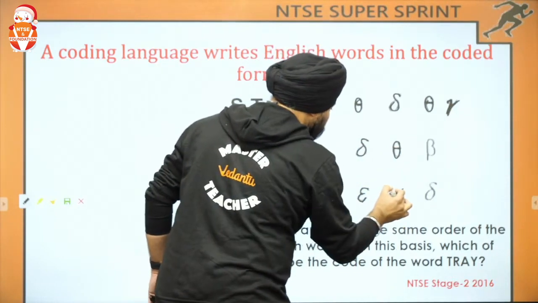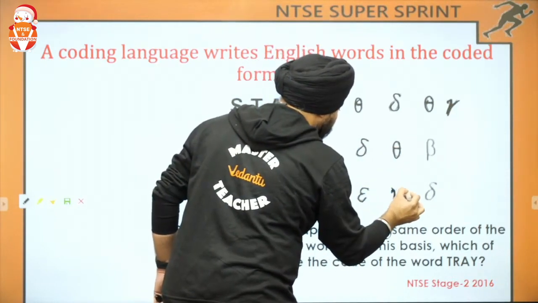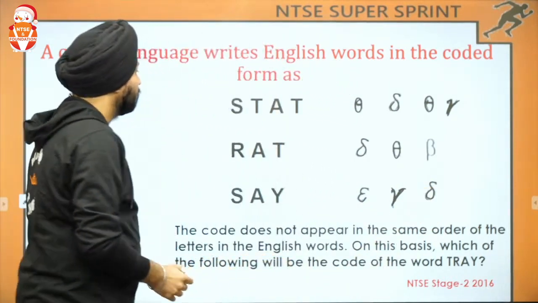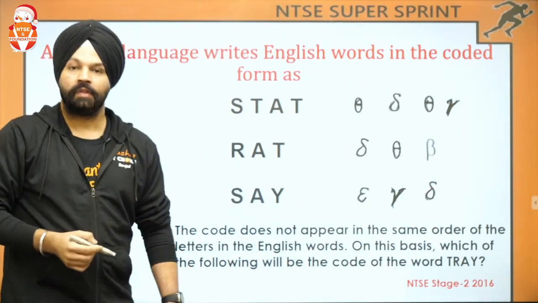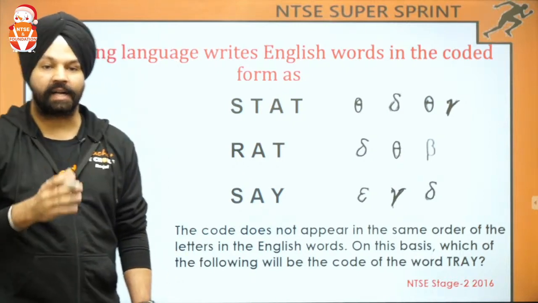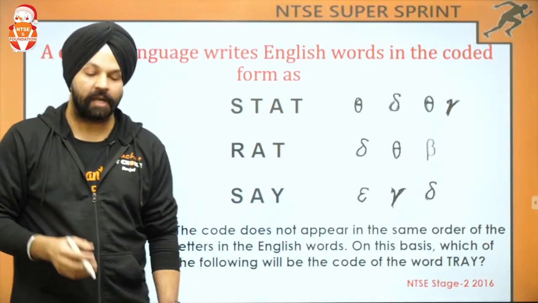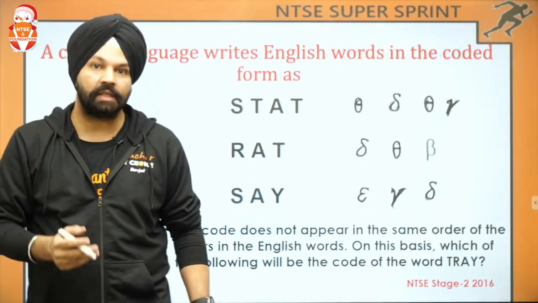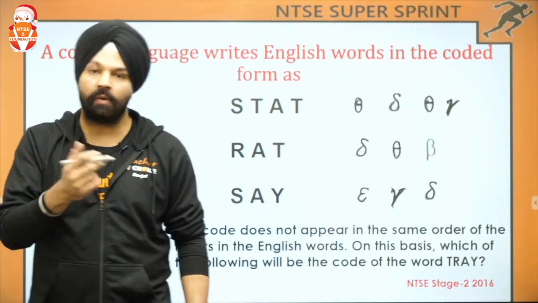Right? The question has been picked from the question paper. That's why the image is a bit blurred, right? But now I hope everything is clear. So the question says you have got certain codes. You have got codes for stat, rat and say. A very simple question as far as coding decoding is concerned. But then why are we discussing it? If it is so simple, why are we discussing it?